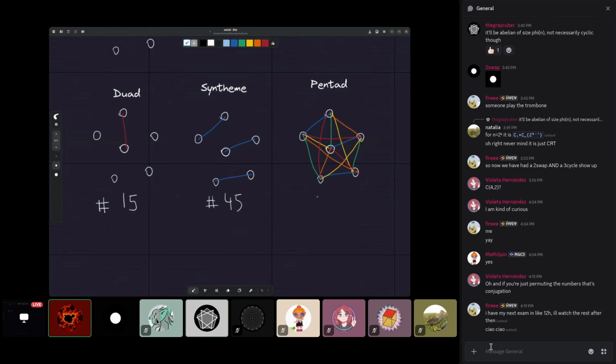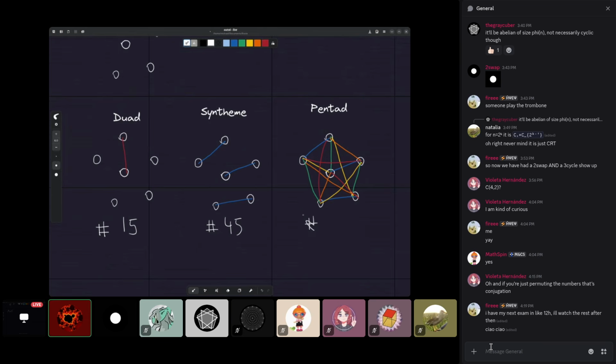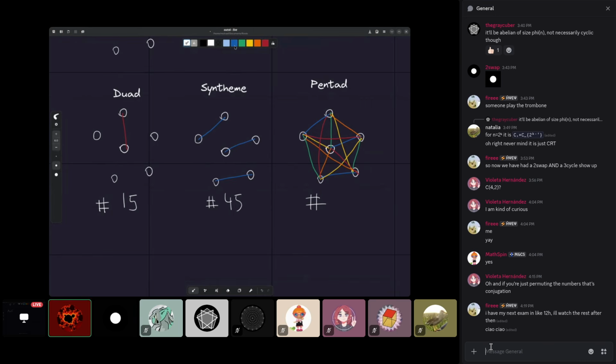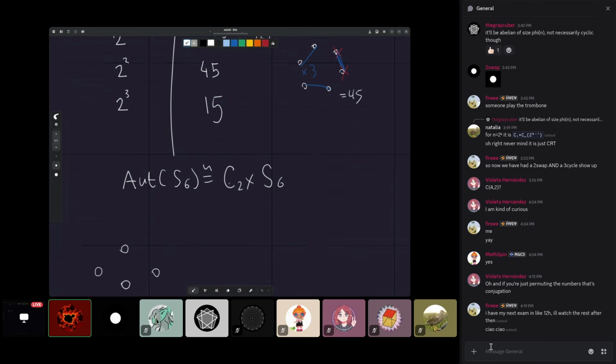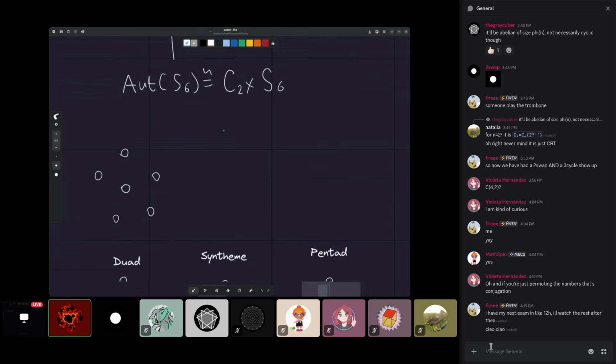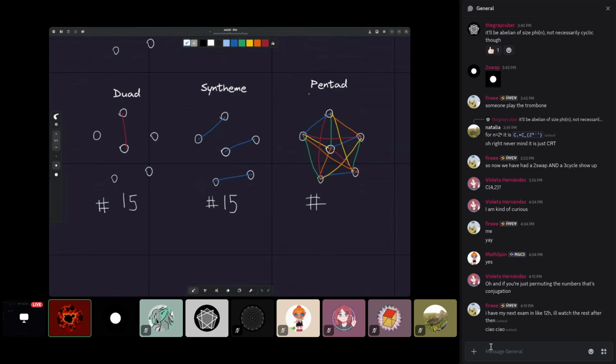Any guesses how many pentads there are? Those are the synthemes, the 2 cubed cycles, right? Yes. Which there are 15 of? Yes, you're right. I've had a brain fart. Correct. Thank you very much. 15 of those. These are not 2 squared cycles. These are 2 cubed cycles. Yes, 59 is right. These correspond to these guys. Right, how many pentads are there?